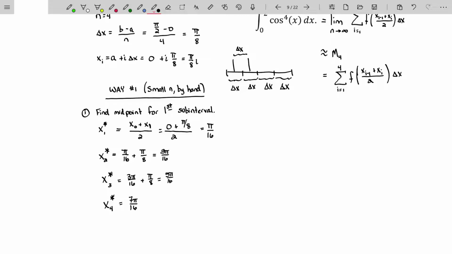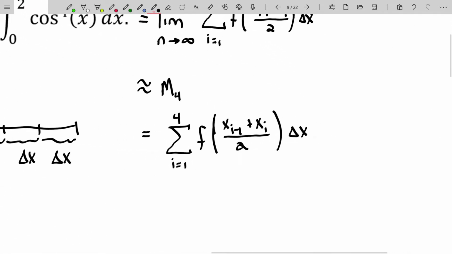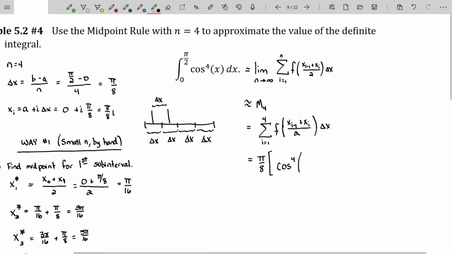This is not the way to do it if you're using a computer. But in this method, I can then go up here and say, okay, great. First of all, the delta x we all know is pi over 8. So I'm going to factor that out front. And then what I'm going to do is evaluate my function, which is cosine to the 4th power, at all those midpoints. So cosine to the 4th power of, I forget already, pi over 16.